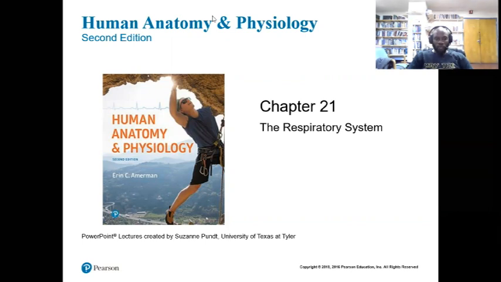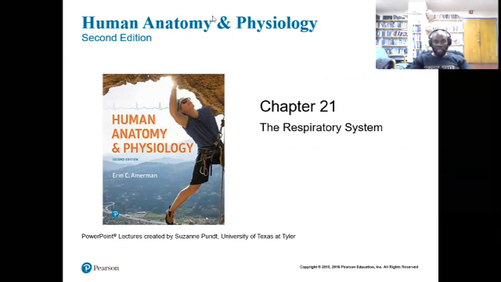So we have a whole system, the respiratory system, which basically the goal of the respiratory system is to bring oxygen into the body, which gets transferred to your blood, and to remove carbon dioxide from your body. That's the majority of that. That is the overreaching goal. There are more aspects to it that we're going to see.